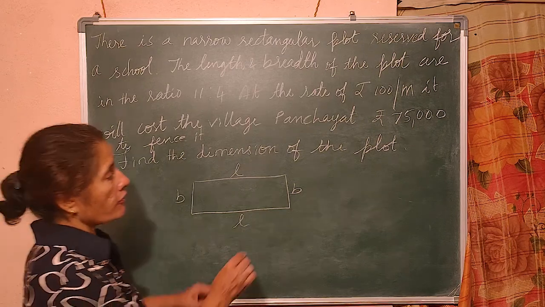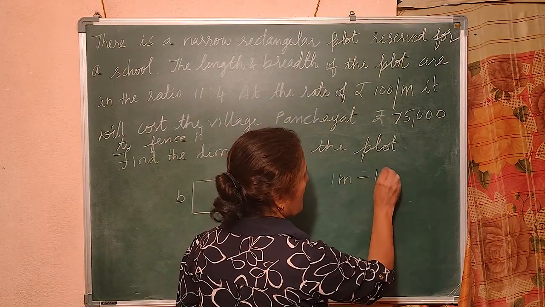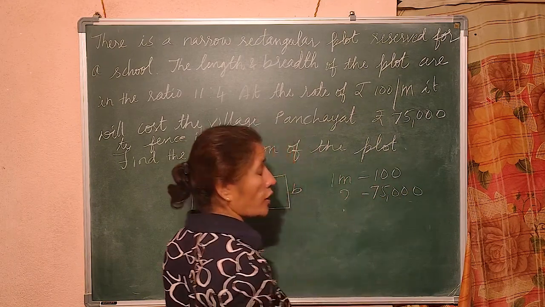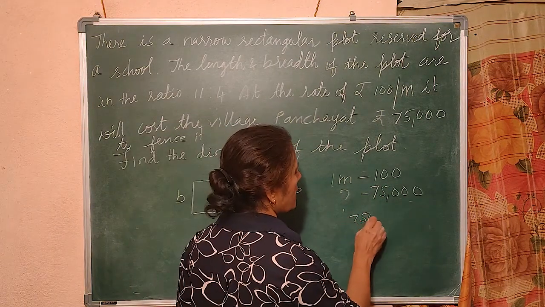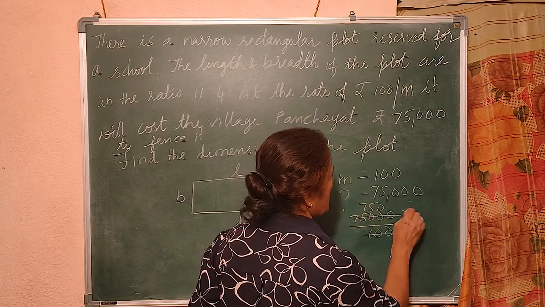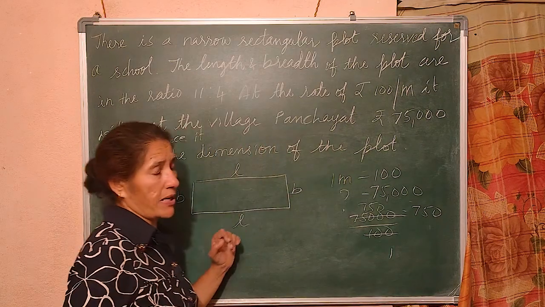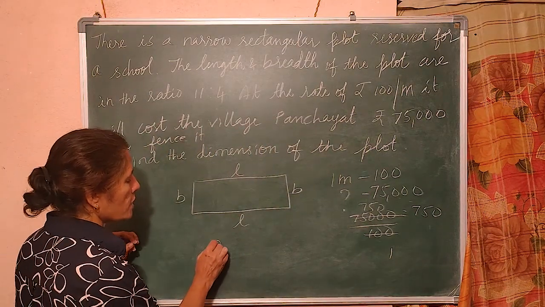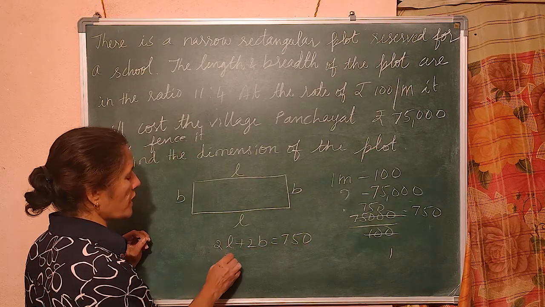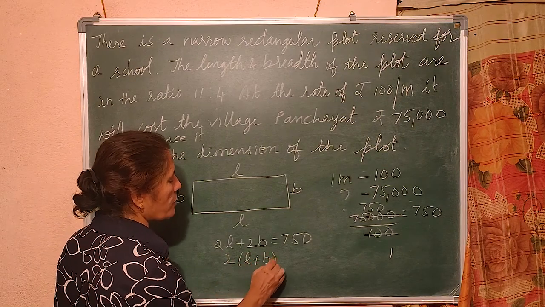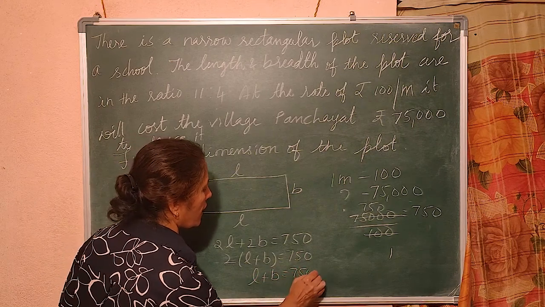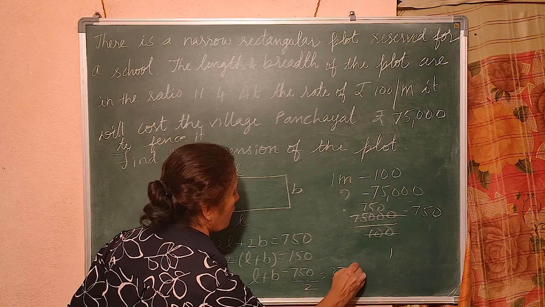How can you find out? For 1 meter it is 100 rupees. They have spent 75,000. For how many meters? That's what you have to see. So 75,000 divided by 100. 100 ones are 100, so 750. This is nothing but the perimeter. So what is the perimeter? 2L plus 2B is equal to 750. But 2 is common, take it out later. L plus B is equal to 750 divided by 2, which is equal to 375.